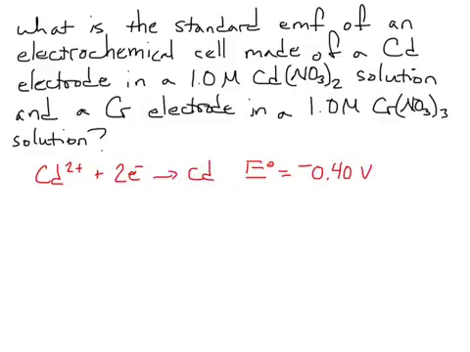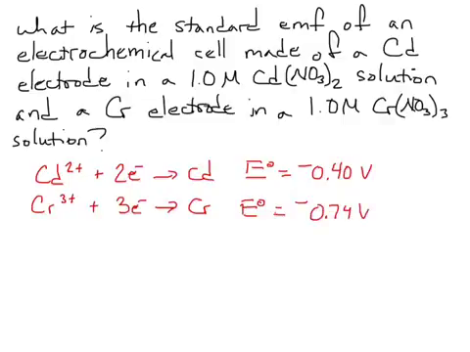Let's go ahead and look up the other reduction, chromium. So here we have chromium 3 positive plus 3 electrons goes to chromium solid. Again, we reference our reduction potential table, scan a little bit further down, and you should be able to see chromium 3 positive plus 3 electrons. That has a cell potential of negative 0.74 volts.